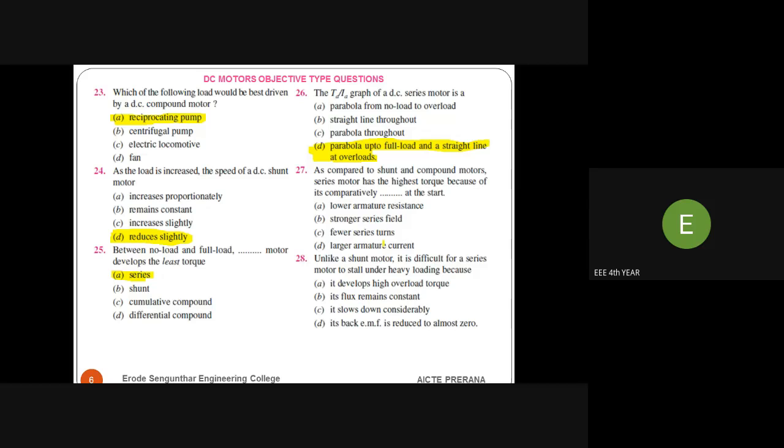Question number 27. Compared to shunt and compound motors, a series motor has the highest torque because of its comparatively dash at the start. Option A, lower armature resistance. Option B, stronger series field. Option C, fewer series turns. Option D, larger armature current.